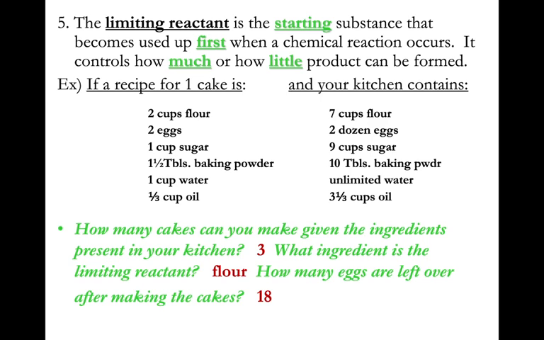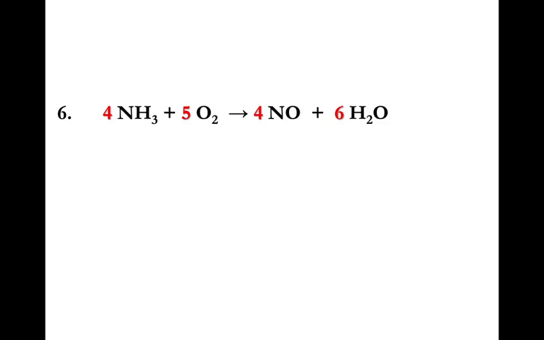Let's take a look at an example problem and how to approach it. So here, I'm going to give you a balanced chemical equation. It's basically ammonia reacting with oxygen to generate nitrogen monoxide as well as water. And if you balance the equation, you get the following mole ratio. You have 4, 5, 4, and 6.